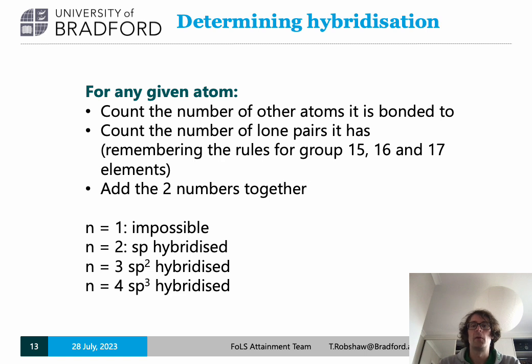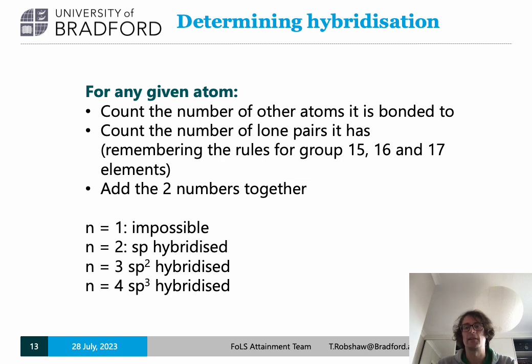Now, as I've said, lone pairs have important functions, particularly in chemical reactions and interactions between molecules. But for the purposes of determining hybridisation, there's a very simple method for using them to determine the molecular orbital hybridisation of most atoms within an organic molecule. And I've written out the process here.